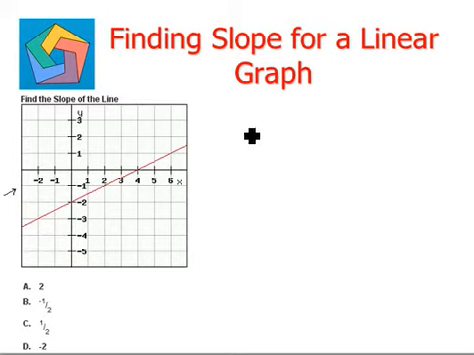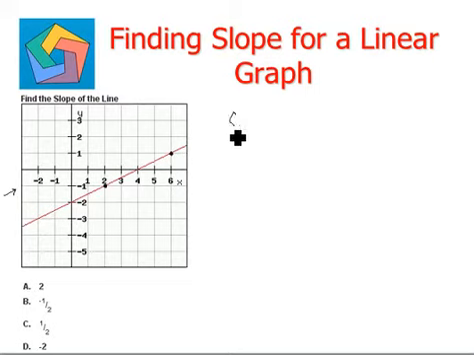Now how to calculate the slope from a linear graph? What we need to do is we pick up any 2 points on the graph. Say I take this point over here and say this point over here. Now we have to calculate the slope.